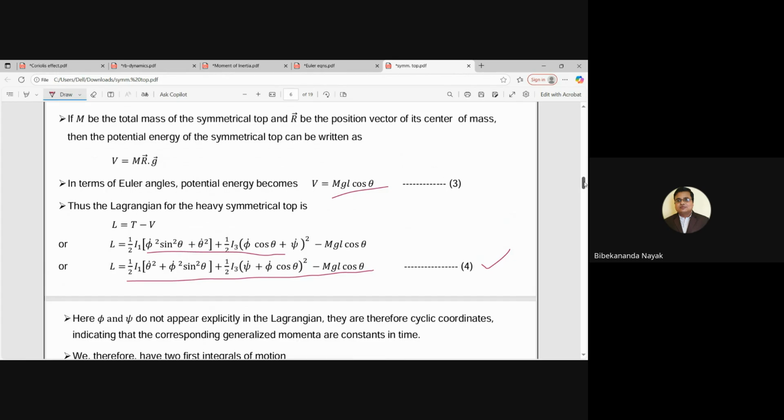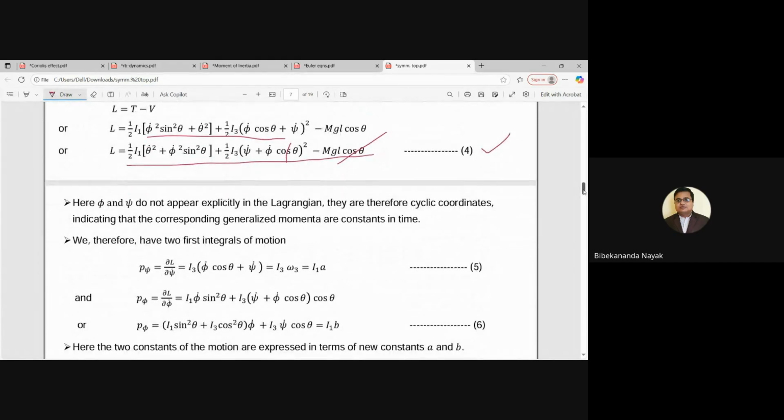Hello, is equation 4 visible? Hello? Yes, sir. Tell me which one is cyclic, meaning absent? Phi, theta, psi. Among which one is absent? Not dot. Phi, theta, psi. Tell me. Theta present. Yes. Phi and psi both are absent. That means their corresponding momenta are constant.